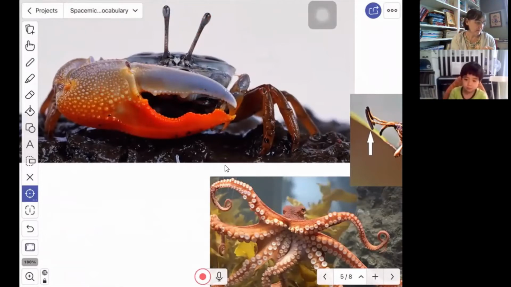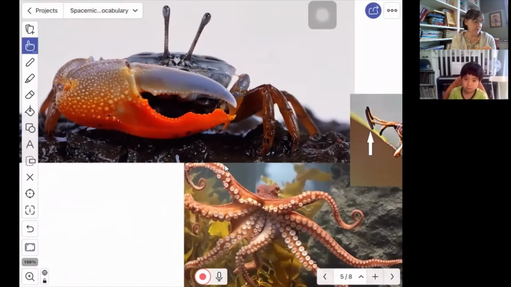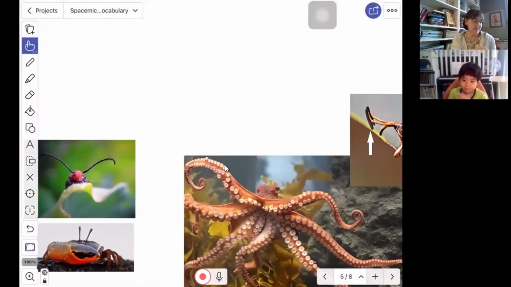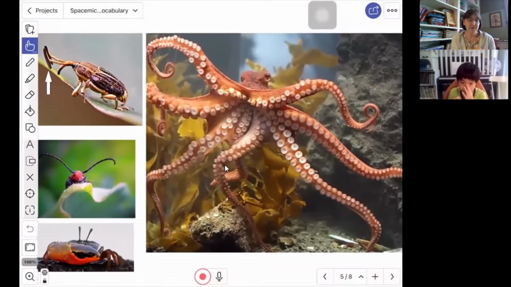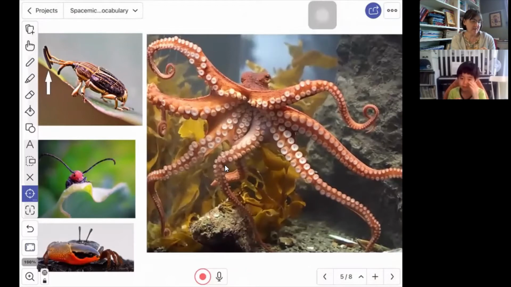And then the last picture I wanted to show on this page was the tentacles of the octopus. Okay, so that's an octopus, and you can see these are the tentacles, and the tentacles have suction cups on them. Okay.